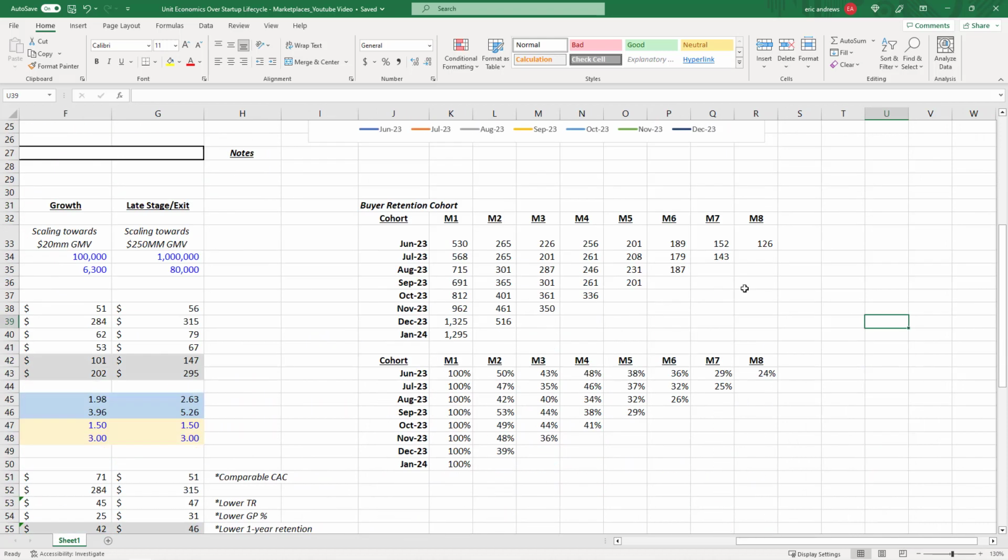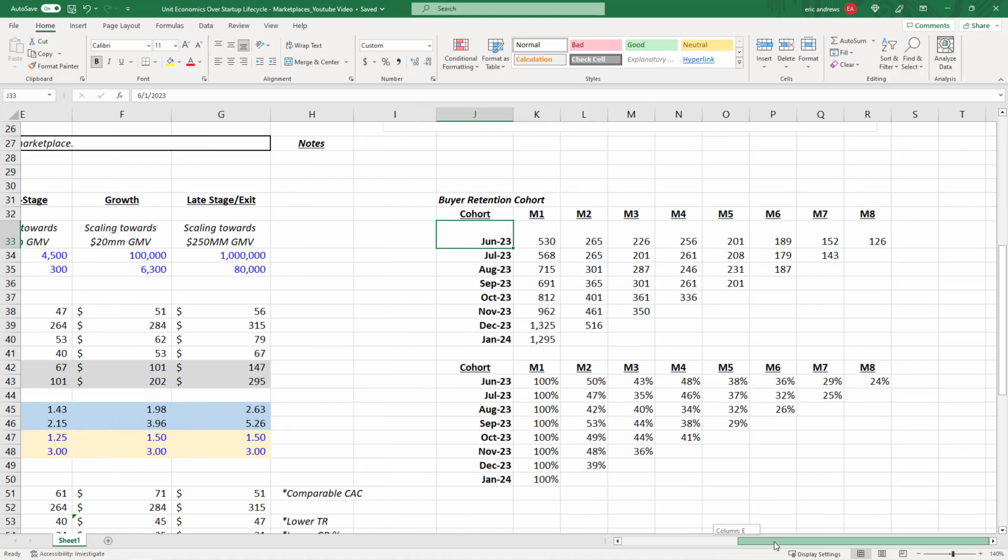So with marketplaces, let's talk about the buyer retention cohort. So when you have a buyer, and then you're 1 month later, 2 months later, 3 months later, 4 months later, a lot of startups will just say 30% of our sales are returning, 50% of our sales are returning, 10% of our sales are returning. But that's almost completely meaningless. It doesn't really tell you anything. The real way to understand and also present your customer retention data is through a cohort.